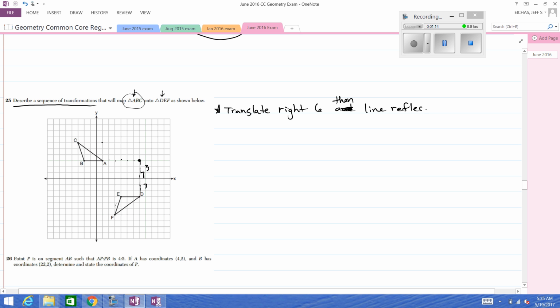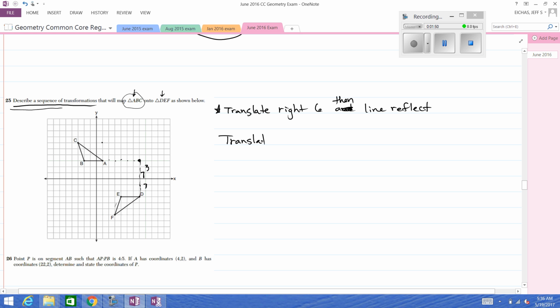Now, what I've had in the past with students is sometimes that's all they'll say. And when we say describe the sequence of transformations, we've got to know that specifics are in order here. So rather than just say translate, line reflect, because we're not just looking for what transformations, we're describing the sequence. That means let's get some specifics here, and let's show some work. What I would do first is you can write it out or use the notation. We're going to be more specific.